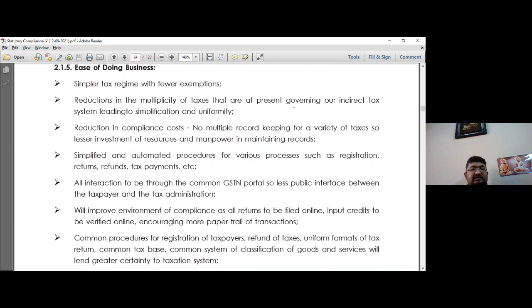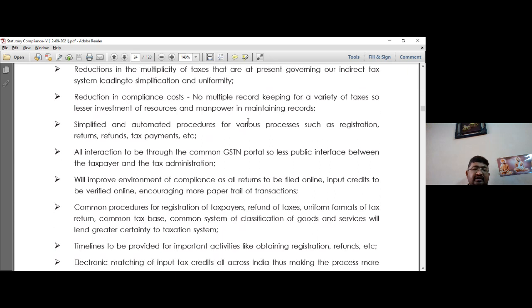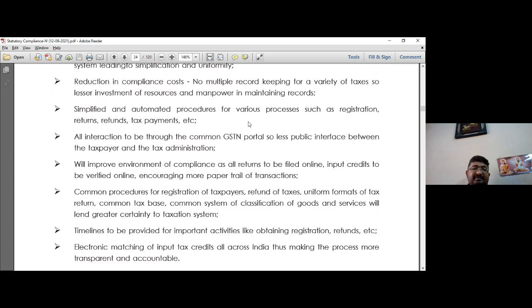Ease of doing business. A simpler tax regime with fewer exemptions and reduction in multiplicity of taxes that are at present governing indirect taxes. Now in GST, simplicity and uniformity is there. Reduction in compliance cost. There is no manual maintenance of records. Everything will be systemized. Simplified and automated procedure for various processes such as registration, return, refund, tax payment, etc.